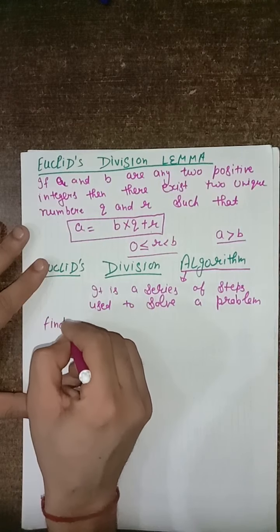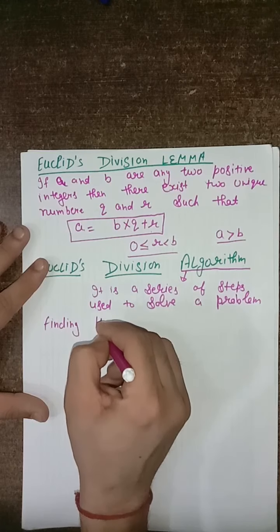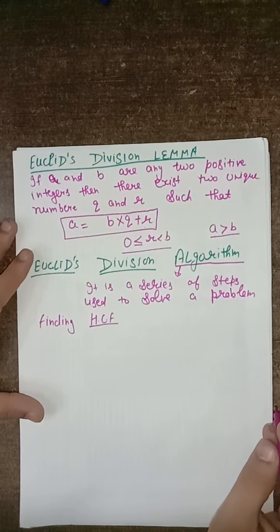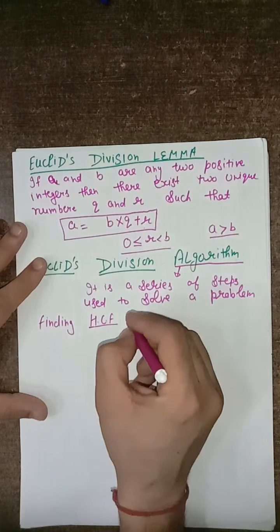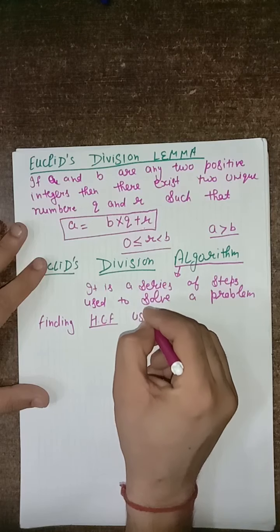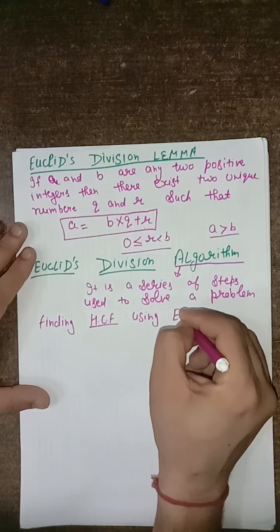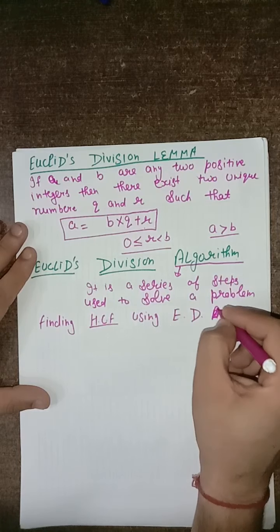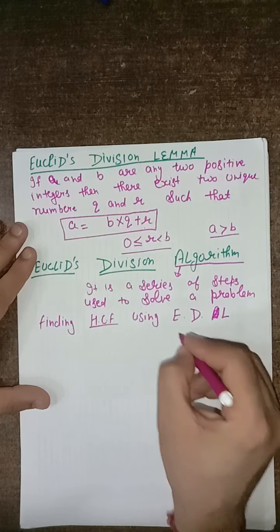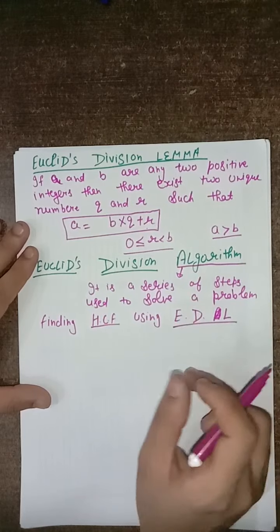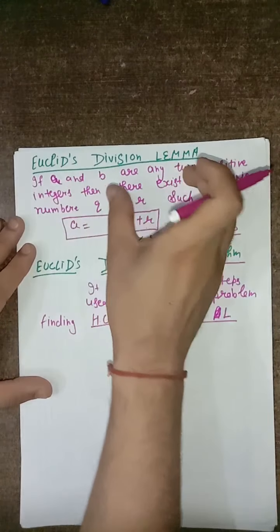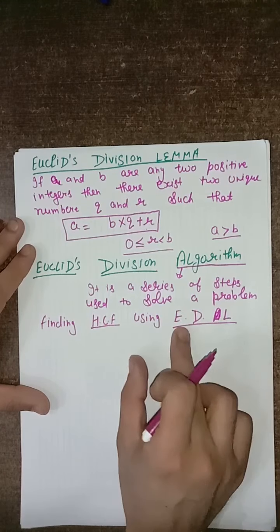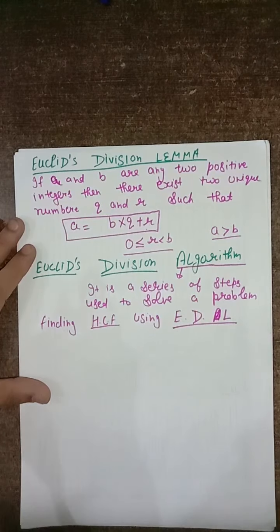Finding HCF, and you know the full form of HCF is highest common factor. Finding HCF using Euclid's division algorithm or Euclid division lemma. Because an algorithm is a series of steps, we use Euclid's division lemma. Finding HCF using Euclid division lemma.